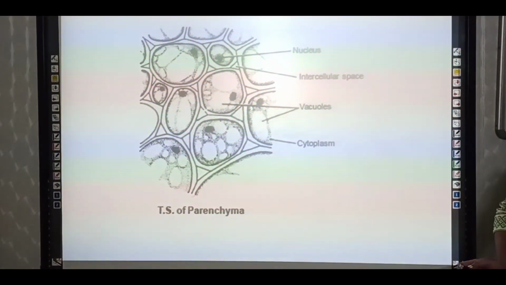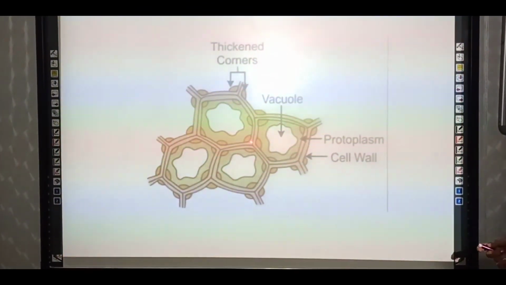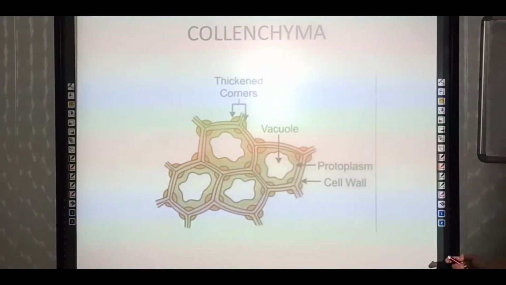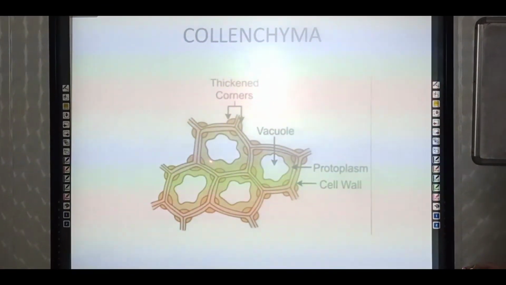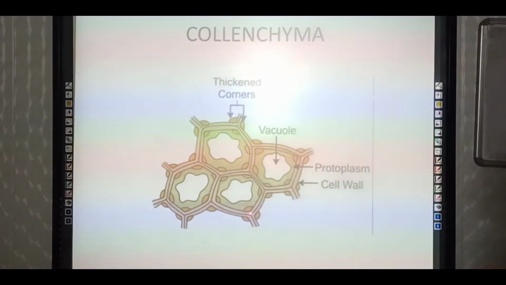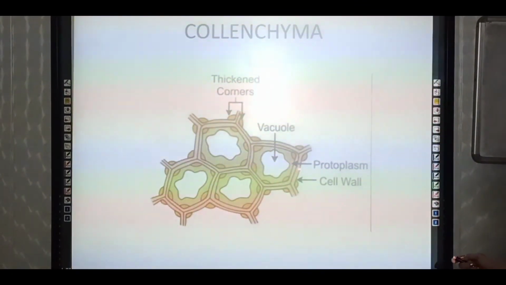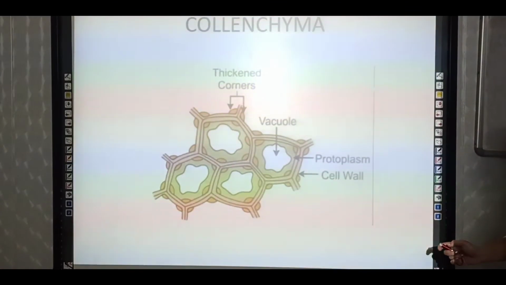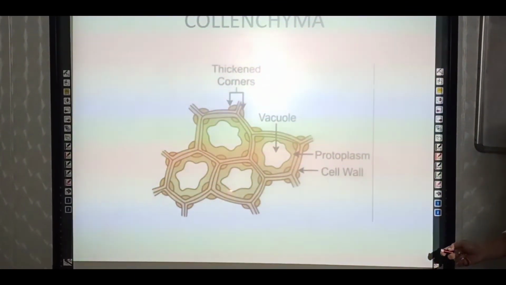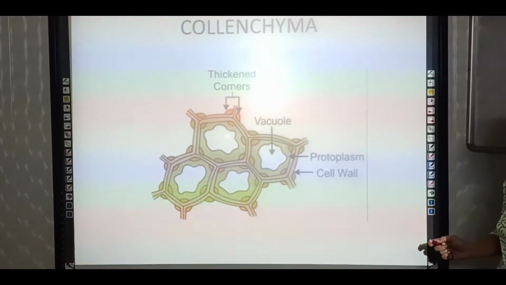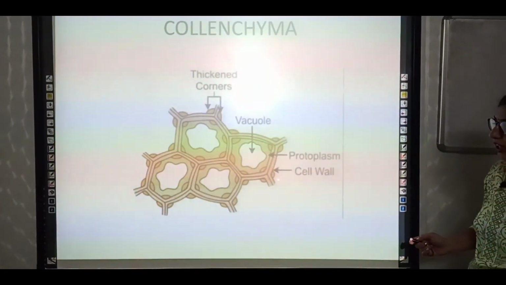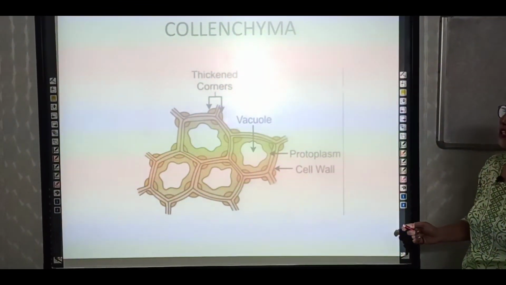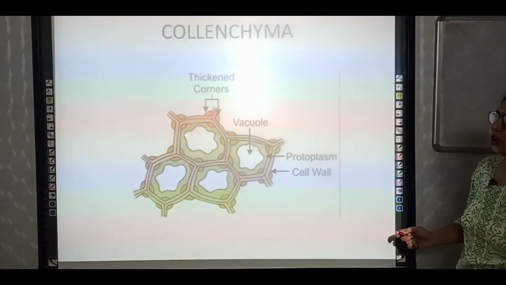Next one is the collenchyma. Now this is the structure of TS section of the collenchyma. You can see that there is no space present between these cells. These are also living cells and have the protoplasm present within them. Parenchyma was also living and this collenchyma is also a living cell with the protoplasm. They have the cell wall and you can see the thickening present at the corners of the cell wall. It has the thickened corners.